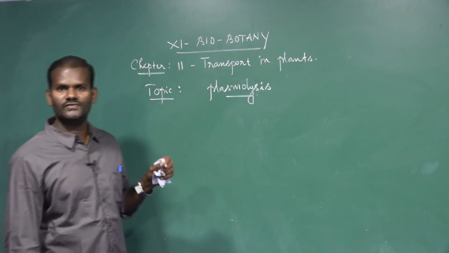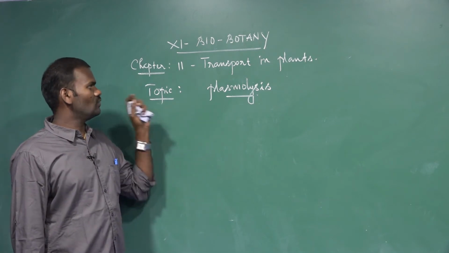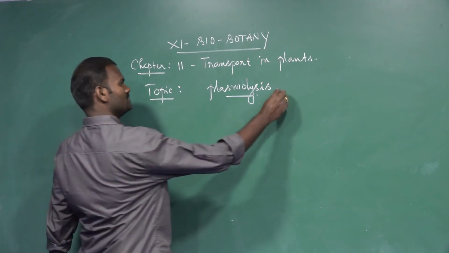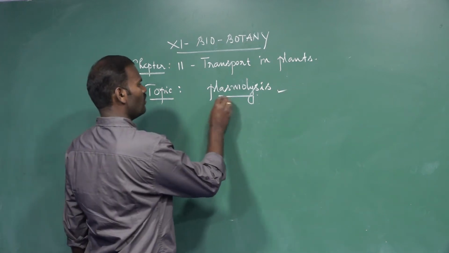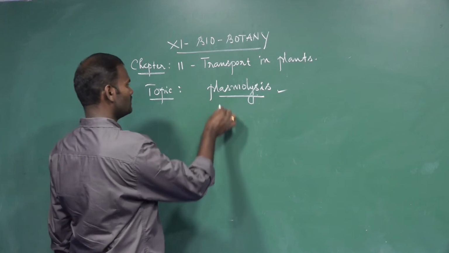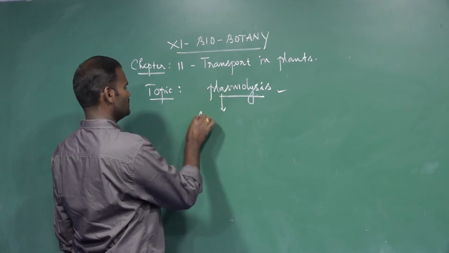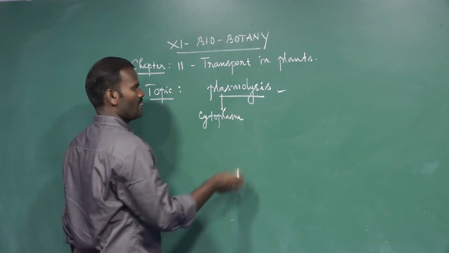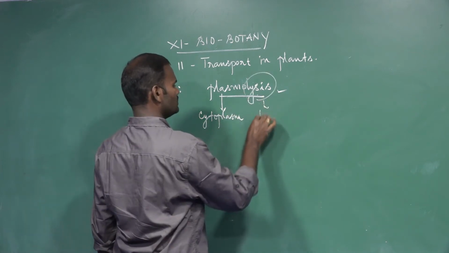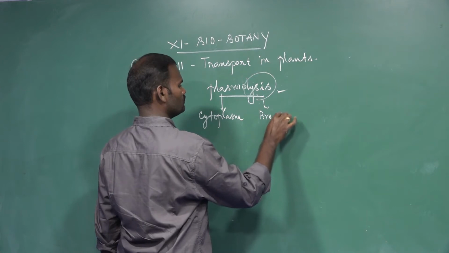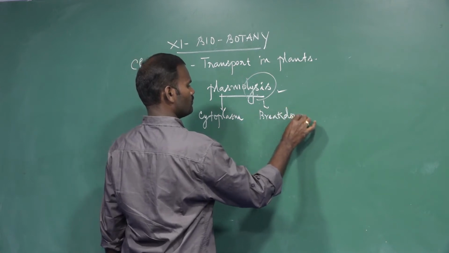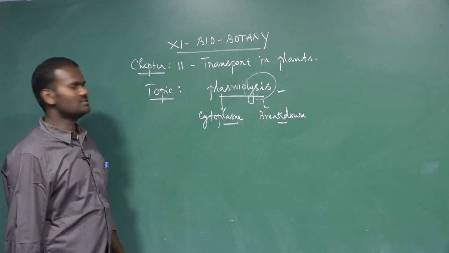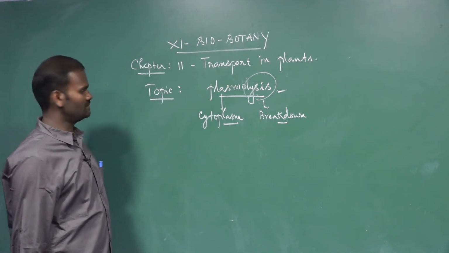And today, in these videos, we are going to discuss one of the 11th chapter, plasmolysis. So it is one of the important chapters for NEET. Then, what is called plasmolysis? The Greek word plasma means cytoplasm. Lysis means breakdown. So it's nothing but breakdown of cytoplasm is called plasmolysis.